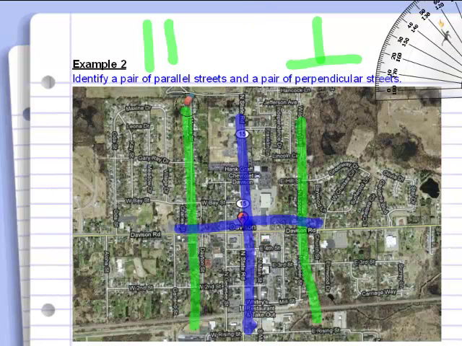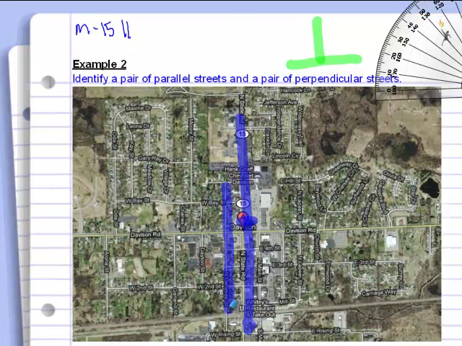Let's go through and let's actually just keep M15 highlighted because we're going to use that one first. So the first street we're talking about here is M15. Are there any streets that you can see parallel to M15? Well, there are a bunch. One of the first ones that jumps out to me is this one right here. It runs almost the entire length of Davison, and that's Genesee Street.